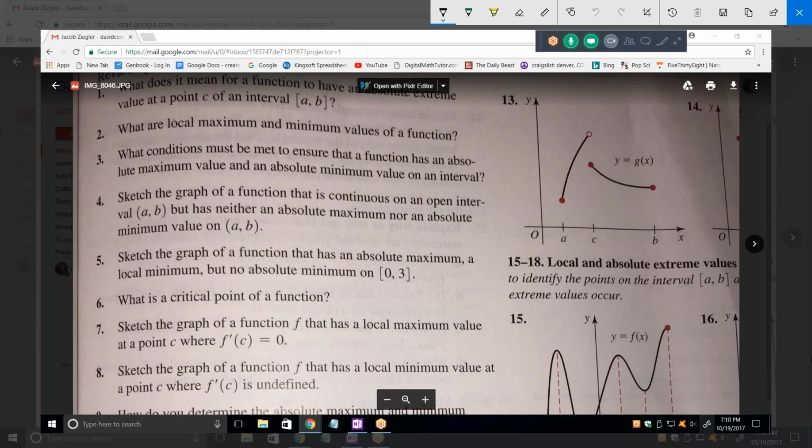If I have a function between A and B that has no absolute minimum and no absolute maximum, think about the tangent function. That is y equal tan of x. Notice why there's no absolute minimum, because it's infinity.